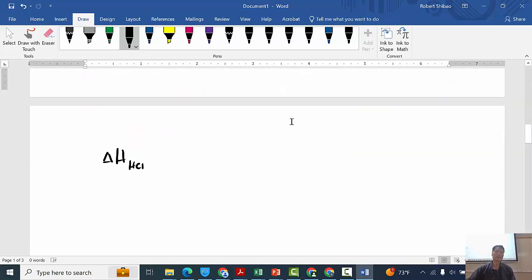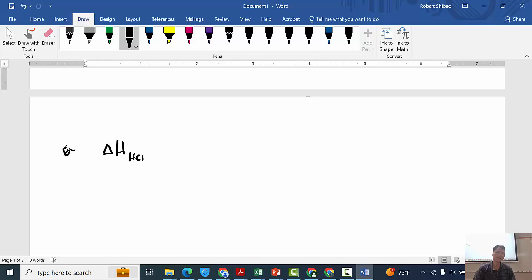Experiment 1 was calibration of the calorimeter. This will be experiment 2. It will be HCl and sodium hydroxide. This is HCl aqueous, sodium hydroxide aqueous, neutralization. And so we call this the enthalpy of neutralization or something. And so we need Q sub P of neutralization.